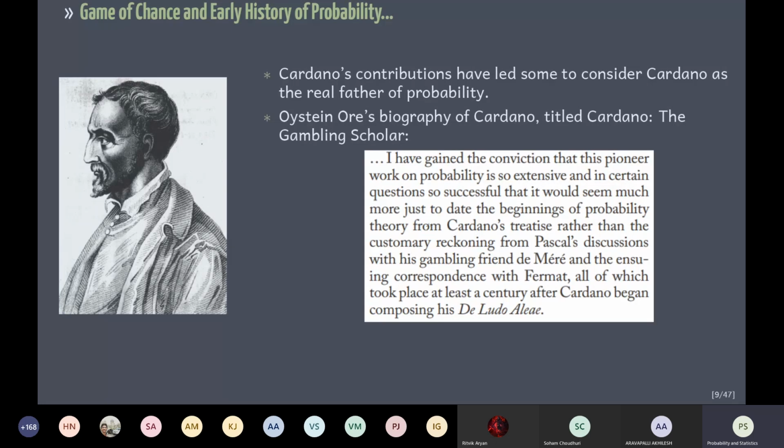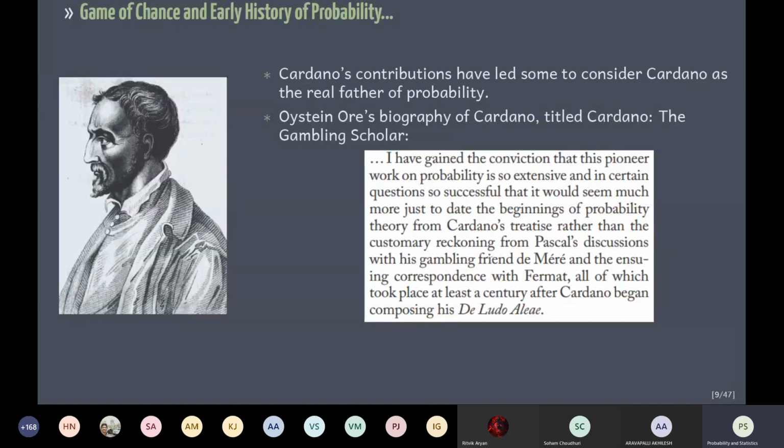Cardano. Okay, so one of the biographers, Oystein Ore, wrote about him, and then he said that I have gained the conviction that this pioneer work on probability is so extensive and certain questions so successful that it would seem much more just to date the beginning of probability theory from Cardano's treatise rather than customary reckoning from Pascal's discussion.